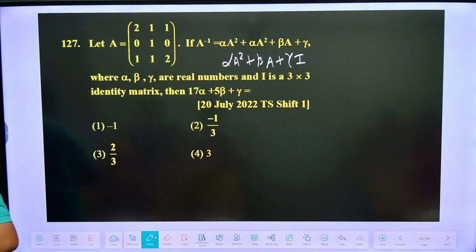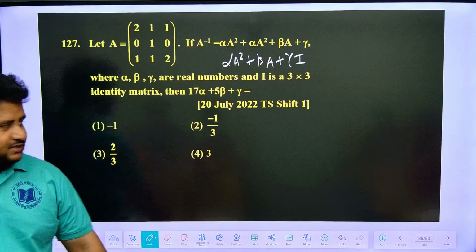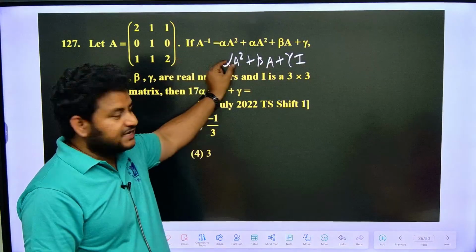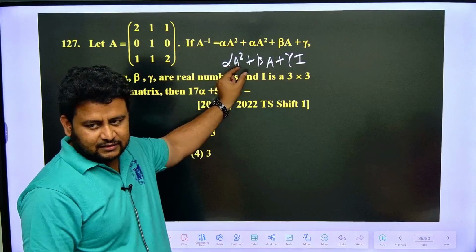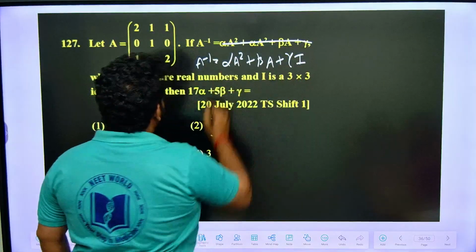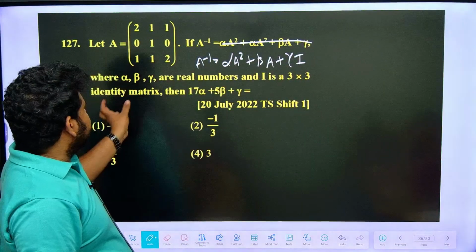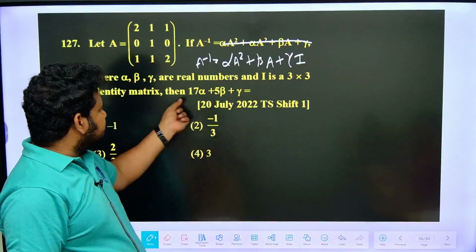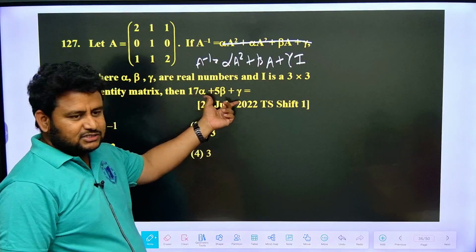See, you are only able to find out the question also now. See here, alpha into A square, beta into A, gamma into I. So, A inverse is given means A cube won't come, A square will only be there. So, there is a mistake in this question. They are saying alpha, beta, gamma are real numbers and I is a 3 cross 3 matrix. Then they are asking 17 alpha minus 5 beta plus gamma is equal to what.